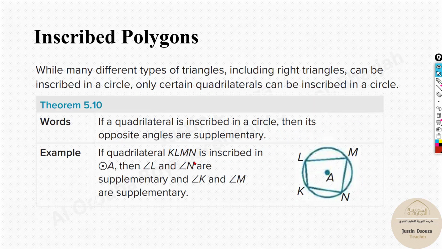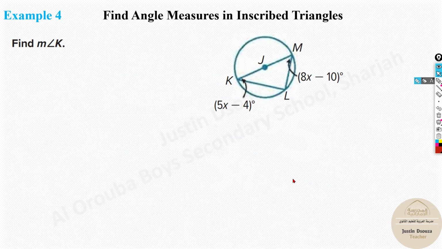And then we can see inscribed polygon like this. It's a quadrilateral over here. Now in such quadrilaterals, always remember the opposite angles. The opposite angles means L and N, they are opposite to each other, right? And over here M and K, they are opposite to each other. They are supplementary. What does supplementary mean? Supplementary means when you add these both, it must be 180 degrees. So when you add L and N, it will be 180. M and K will also be 180. So this is about the inscribed polygons.